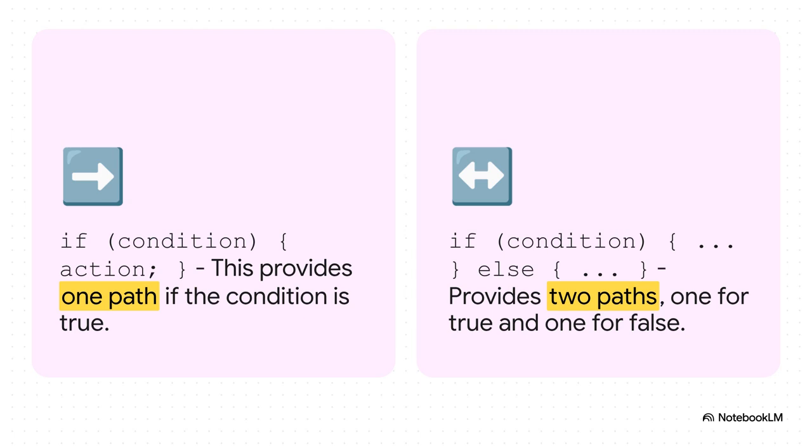A plain if statement gives you one path, do this or do nothing. But an if-else gives you 2 distinct paths. If the condition is true, do this thing. Else, do this other thing. It's a fork in the road for your code.